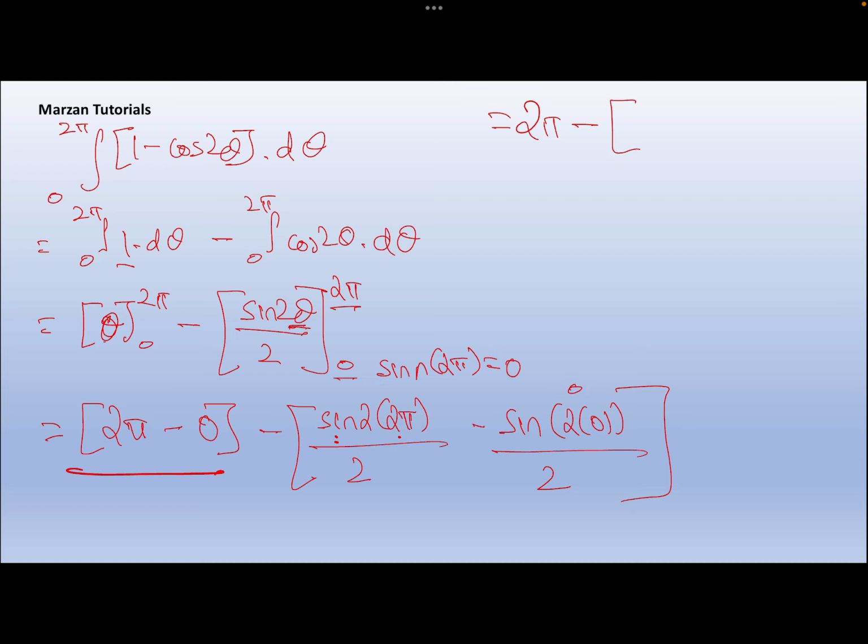So I will say 2 pi minus 0 minus 0. So hence the final value is how much? It is just 2 pi.